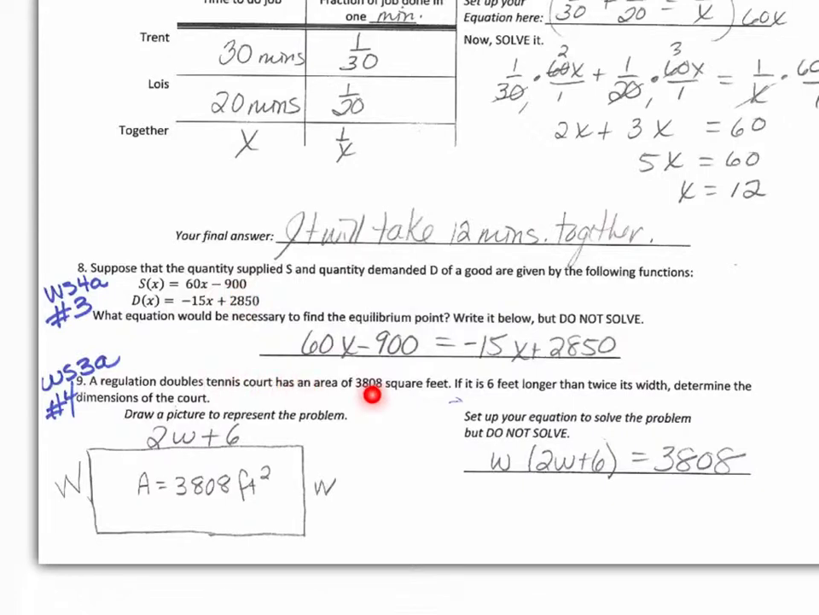For the last problem, we have a tennis court. We know how much the area is. We write that inside here. And it is 6 feet longer than twice its width. So we don't know the width, call it W, but we know the length is 2 times that width plus 6. Area then is length times width, so you multiply them together to get 308, and you do not have to solve it.